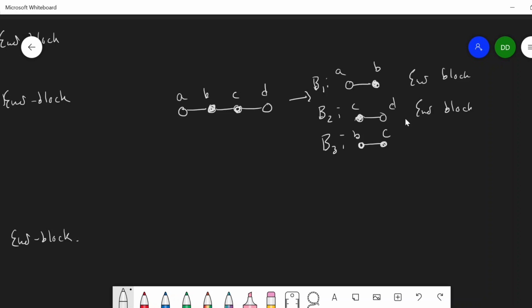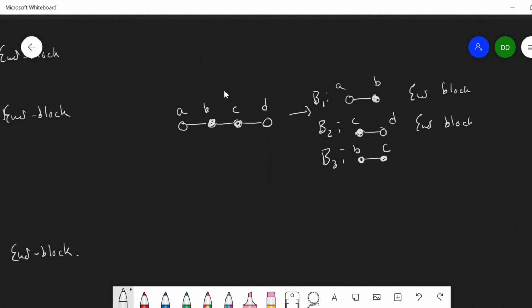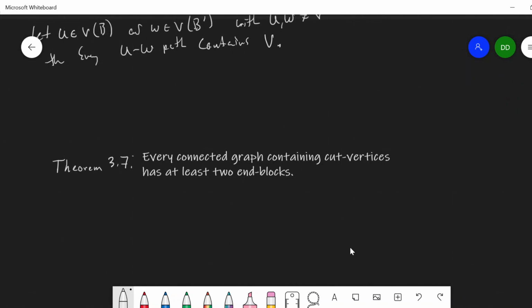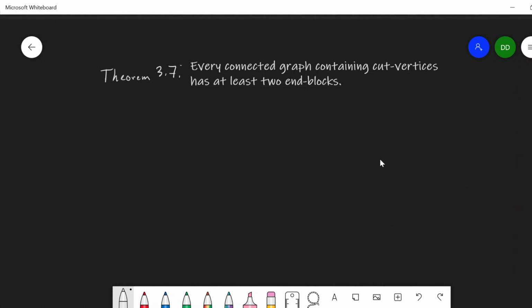This should remind you of the theorem we saw earlier, where every graph with cut vertices has at least two vertices that are not cut vertices. It was the same for the paths. These were on that extreme where they just had 2 vertices that were not cut vertices. Our proof will follow a similar flavor to the proof of that theorem, but we'll have to adapt it a little bit. Every connected graph containing cut vertices has at least 2 end blocks. So let's prove this. Proof.